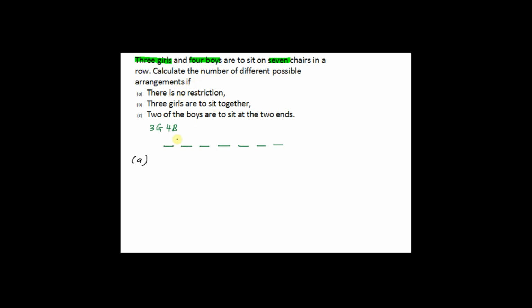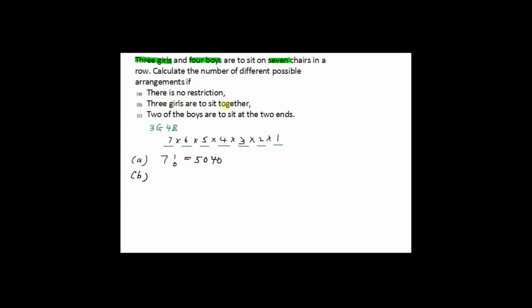So this is a permutation question because the number of arrangements is important. So now to put these 7 people on these 7 chairs, I have 7 factorial. That is 7 multiplied with 6, 5, 4, 3, 2, and 1. This equals 5,040.